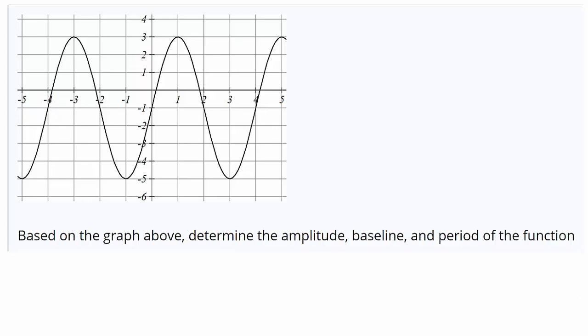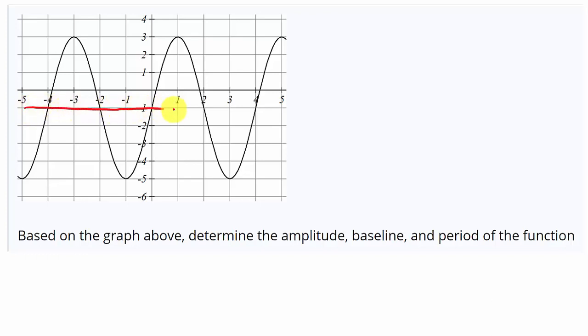So here we have a graph, and we're going to determine the amplitude, baseline, and period. We're also going to write the equation for the function. So always the first thing I want to do is start by figuring out the baseline. And the baseline is that line that's going to go through the middle of the function.